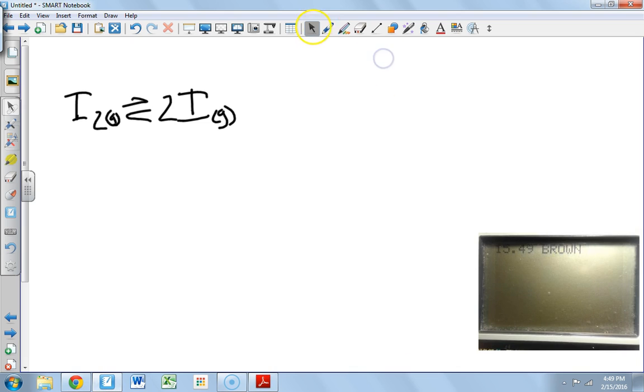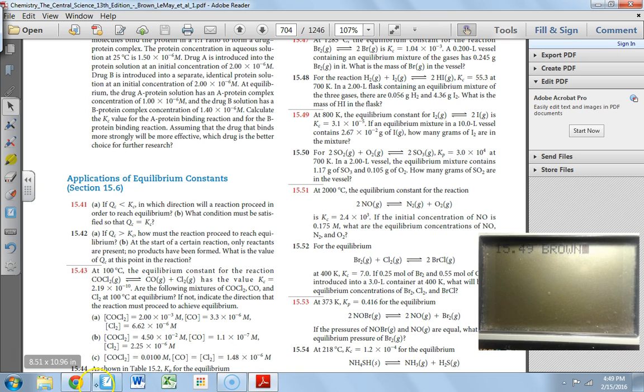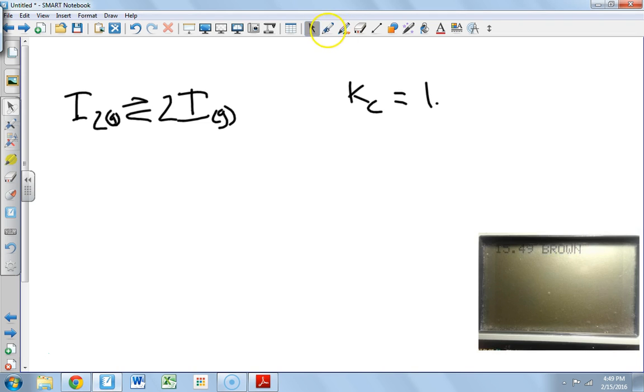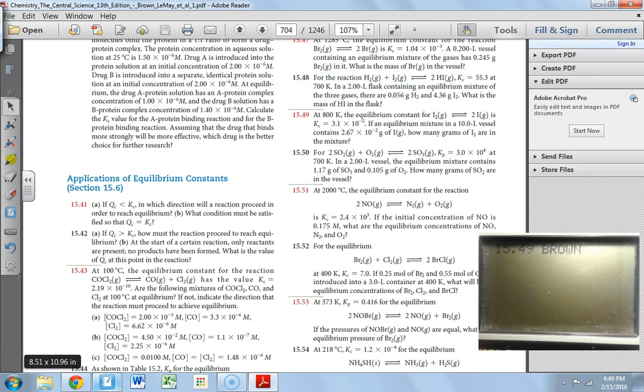When I look at this problem, I see that the Kc is given to us. So Kc equals 3.1 times 10 to the minus 5. The idea is we want to know what the equilibrium conditions are. I know that's what it asks for. It says how many grams of I2 are in the mixture, and that's a value you can get from knowing the equilibrium conditions.